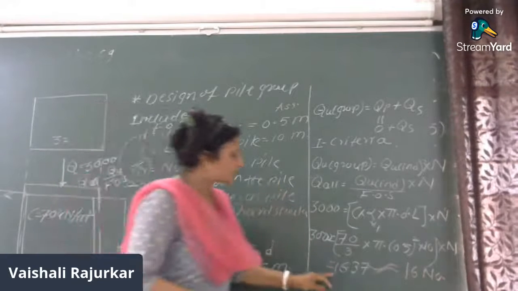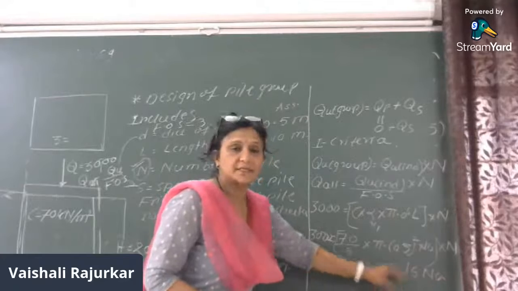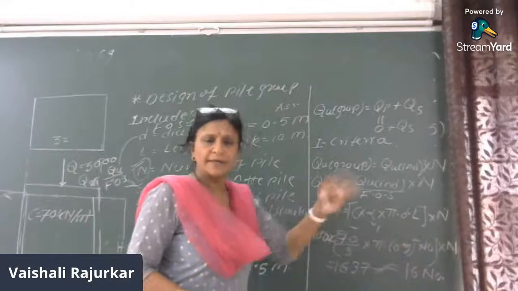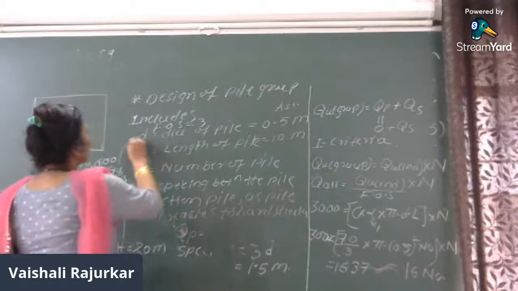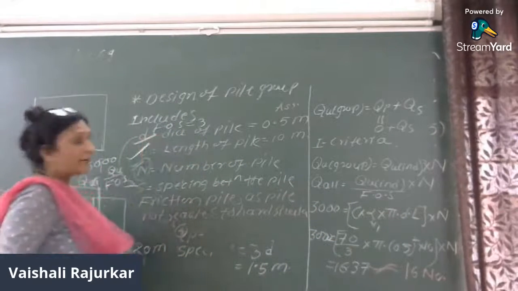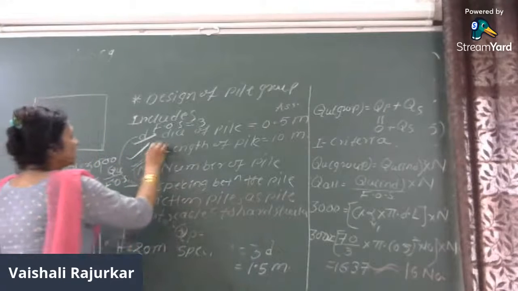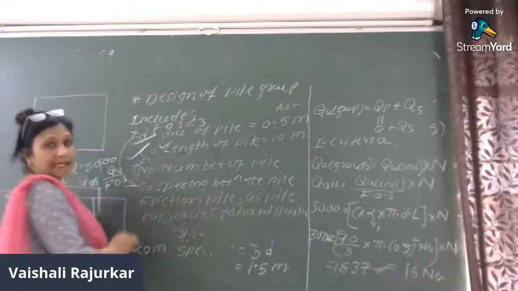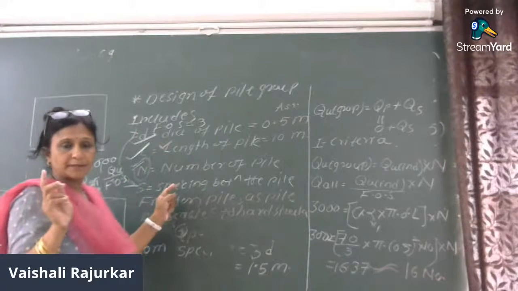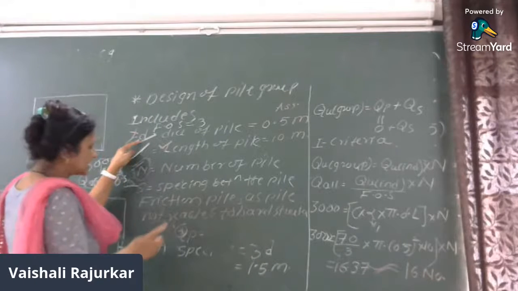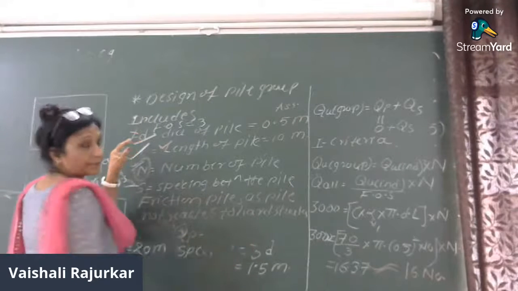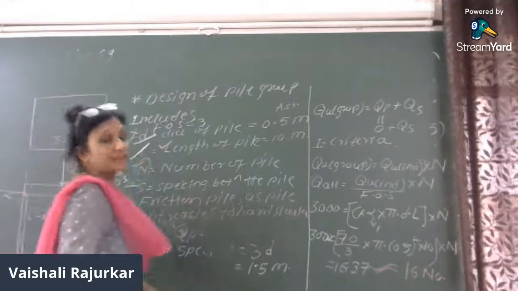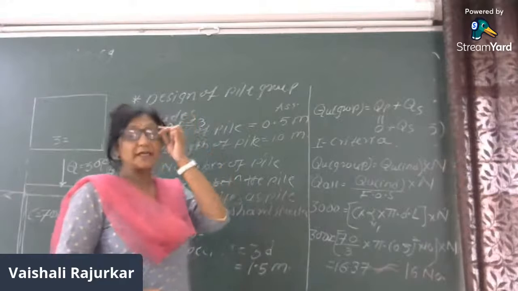If suppose instead of 16.37 we have taken 16, so in such cases we have to increase or modify the length or D. Whatever we have assumed, we can modify this or this. But this is more comfortable for us. Instead of that, we will go for the length because length is an independent parameter. But here we have considered spacing is equal to 3. So in that case, these assumptions again we have to modify. Therefore, we will modify the length.